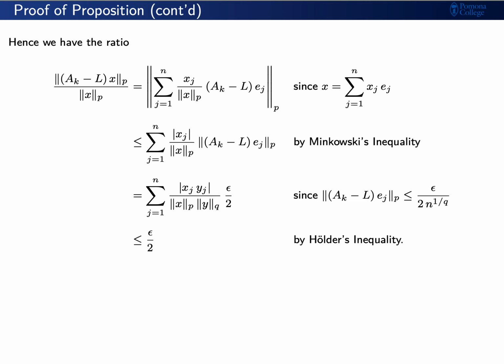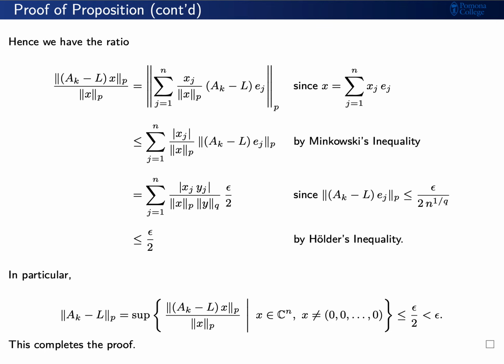However, recall the way the pth norm of a matrix is defined. It should be the largest of all such ratios. But we've just proven that each of these ratios is less than epsilon over 2. So this means that the pth norm of our matrix should also be less than epsilon over 2, which of course is less than epsilon. But this is exactly what it means to say that A_k minus L has pth norm less than epsilon. So this completes the proof.